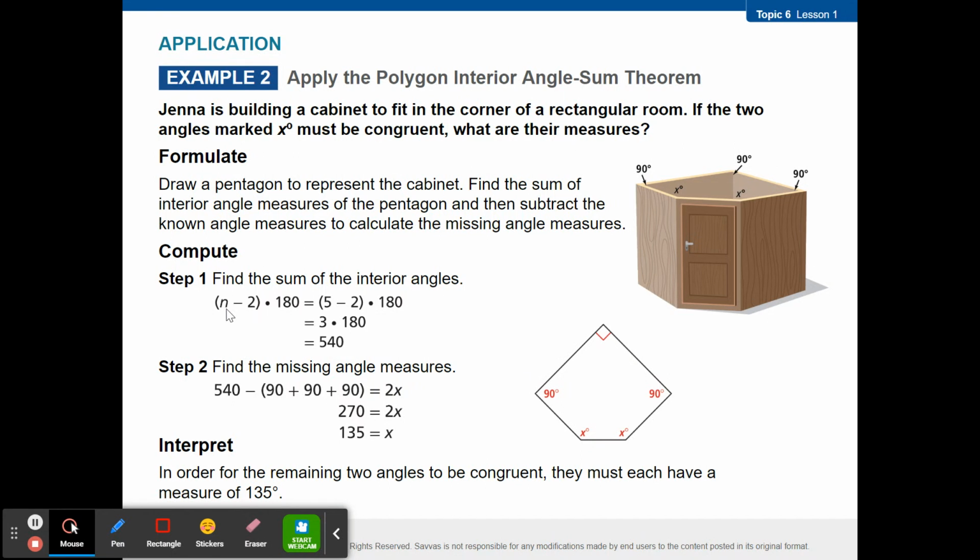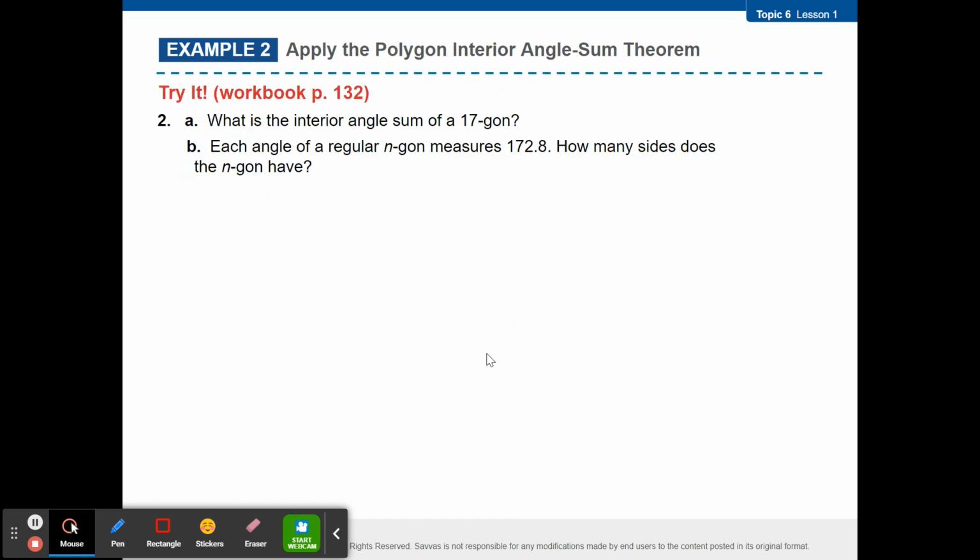So in this case, what we do is we take n minus 2 times 180. That's 5 minus 2, leaving us with 3 times 180, which gives us 540. Now, if we want to find what x is equal to, we would take 540, subtract these 3 90s, and that equals 2x. That gives us 270 divided by 2, a total of 135 for each. Now, if I wanted to check this out, I would just add up all these angles and make sure they equaled 540 degrees. Okay? So now we're going to move on to our next example.